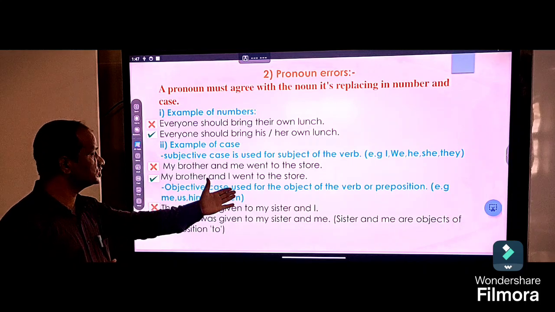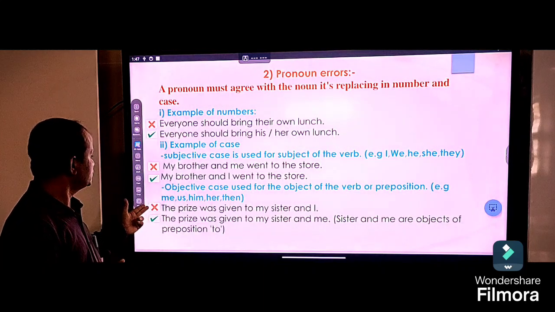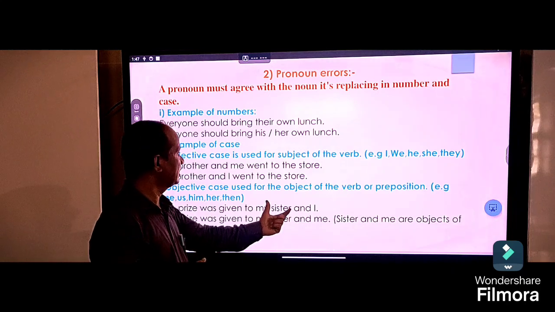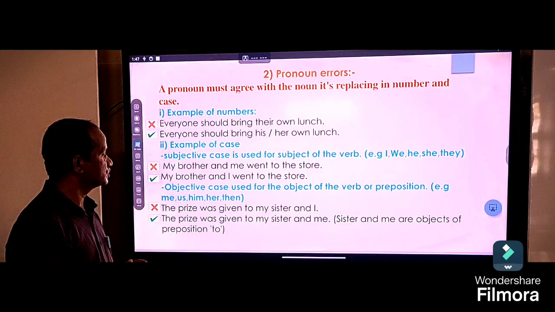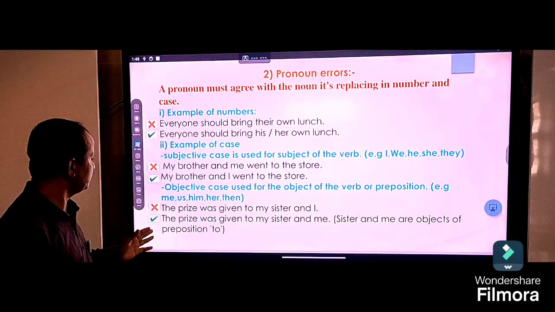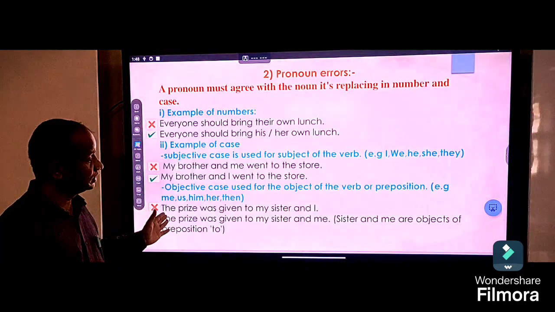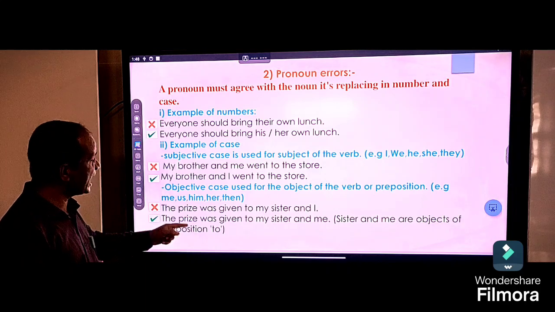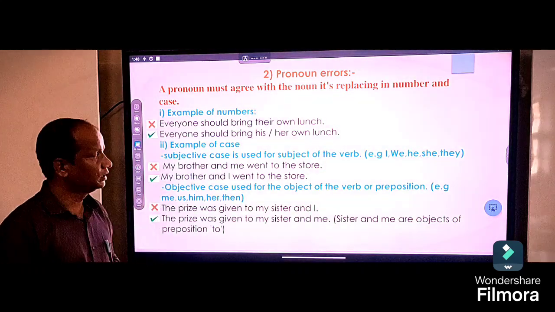Then the objective case is used for the object of the verb or preposition. Here, the prize was given to my sister and I. Here my sister and I are the object, used for the preposition to. So the objective case should be used here instead of I. So the correct statement will be the prize was given to my sister and me. Here I have also stated that sister and me are the objects of the preposition to. So we have turned it into the objective case, that is I into me.